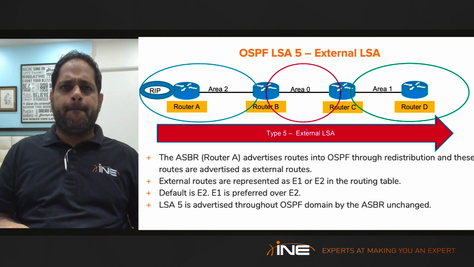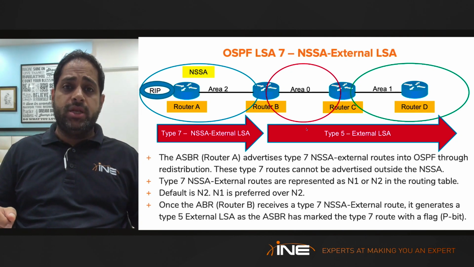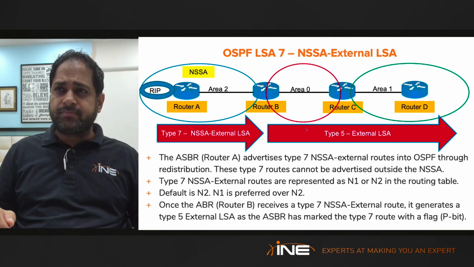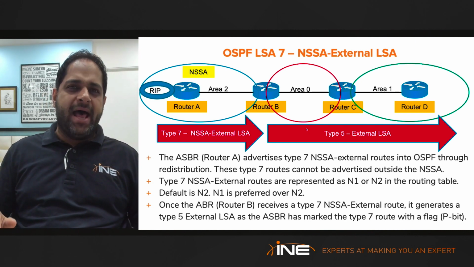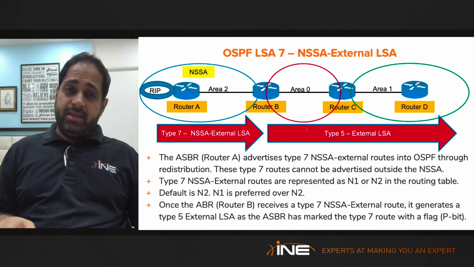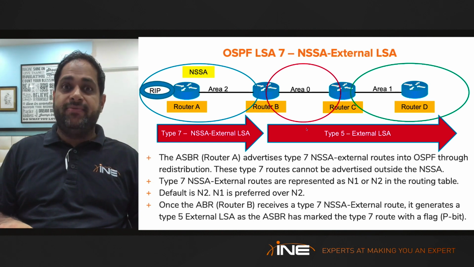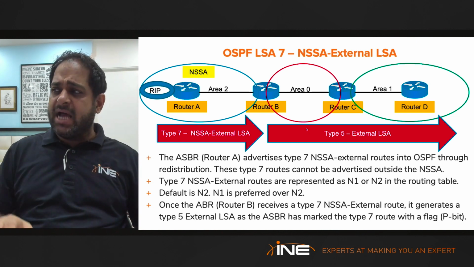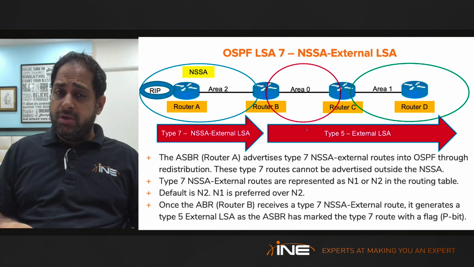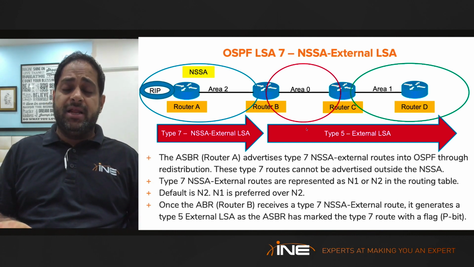That is type 5. And then the last one that we need to focus on is LSA 7. There are more LSAs, but we are not looking at them at this point in this webinar. So LSA 7 only gets generated when there is a not so stubby area configuration. If you look at this diagram, area 2, which has an ASBR, router A, has been configured as not so stubby.